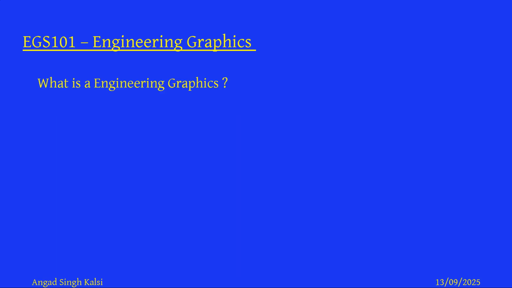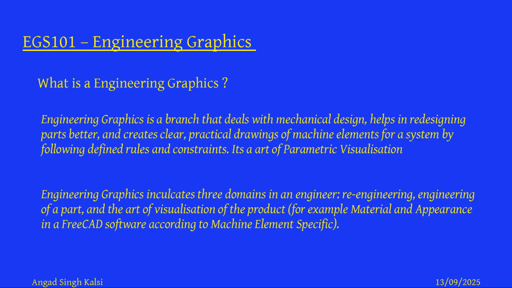Now, what is engineering graphics? Engineering graphics is a branch of engineering that deals with mechanical design. It helps in redesigning parts better and creates clear, practical drawings of machine elements for a system by following defined rules and constraints. It's the art of parametric visualization. Engineering graphics inculcates three domains in an engineer: re-engineering, engineering of a part, and the art of visualization of the product. For example, its material and its appearance in FreeCAD software according to machine element specifics.